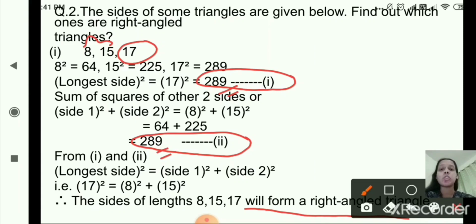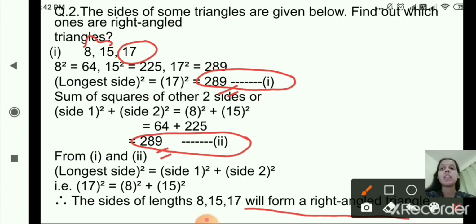Now in this question number 2 they are asked to find out which ones are right angle triangle. So you will write down in the final statement will form a right angle triangle. Why are they forming a right angle triangle? Because what is Pythagoras theorem? Pythagoras theorem states that hypotenuse square is equal to sum of the squares of other two sides.